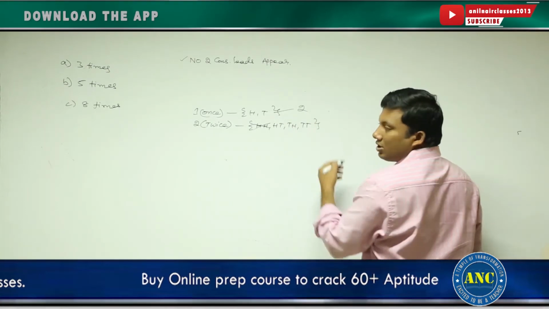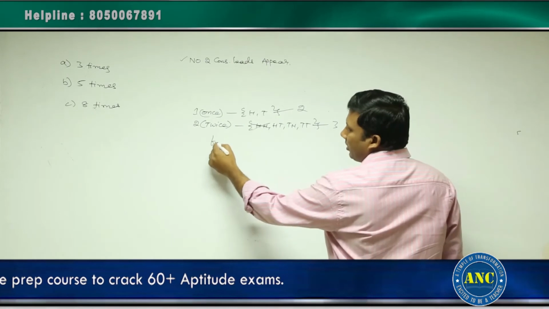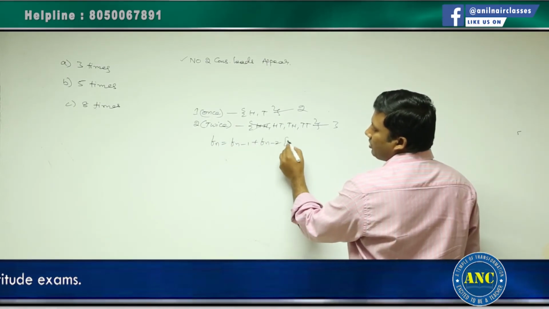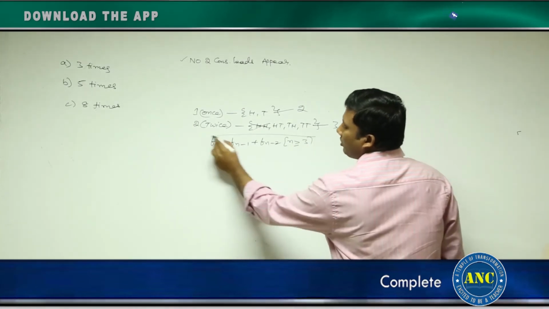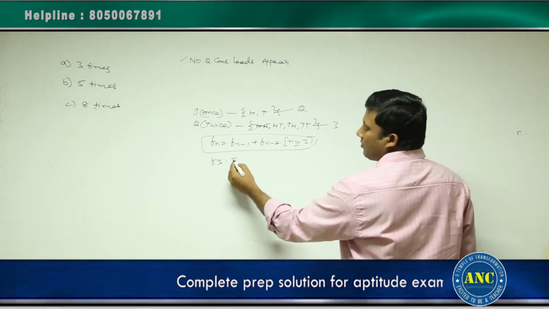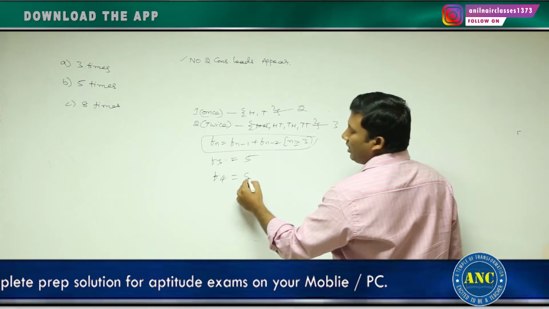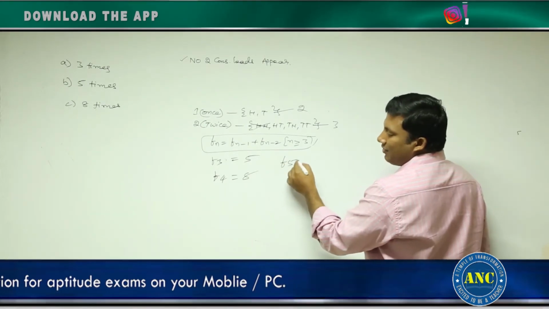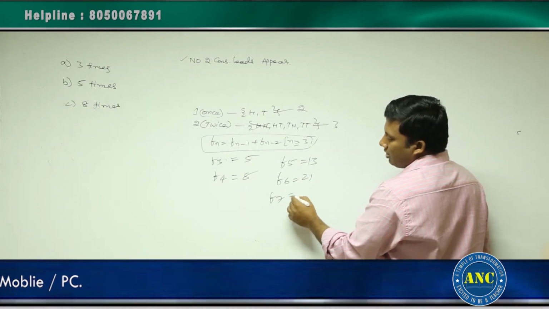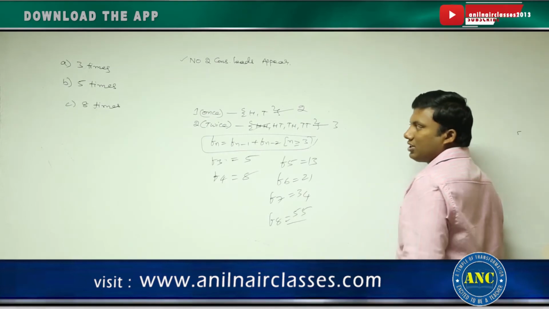For one toss, how many cases? 2 cases. For two tosses, 3 cases. This is nothing but a Fibonacci series: Fn = Fn minus 1 plus Fn minus 2, for n greater than or equal to 3. If a coin is tossed 3 times, what will be the answer? 2 plus 3, 5. A coin tossed 4 times, 8. Tossed 5 times, 13. 6 times, 21. 7 times, 34. 8 times, 55. Please put a star mark on this question.